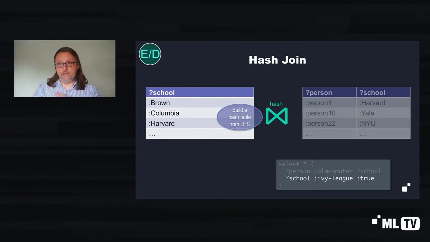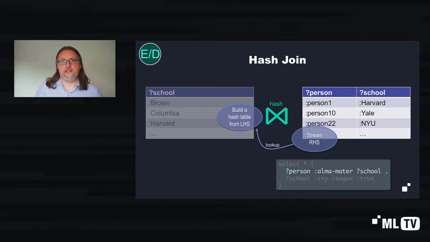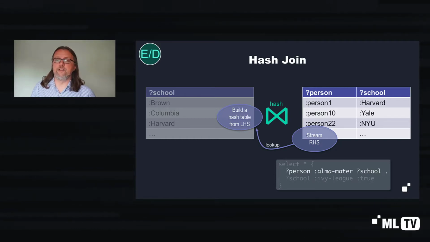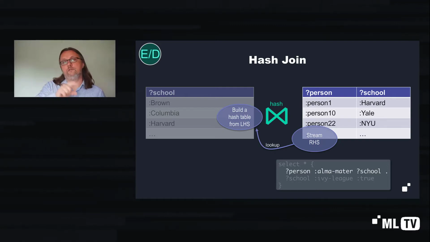And then after building that, and obviously that means reading the entire left-hand side into memory, we're then going to scan through the right-hand side. And as we scan through the right-hand side, we can read that out of the triple index in a streaming fashion, so that doesn't have to all be in memory at the same time. But as we stream each row, we look up in the hash table for the join condition. We find the row that it joins against, and we output the result, which is the joining of those two pieces of information.